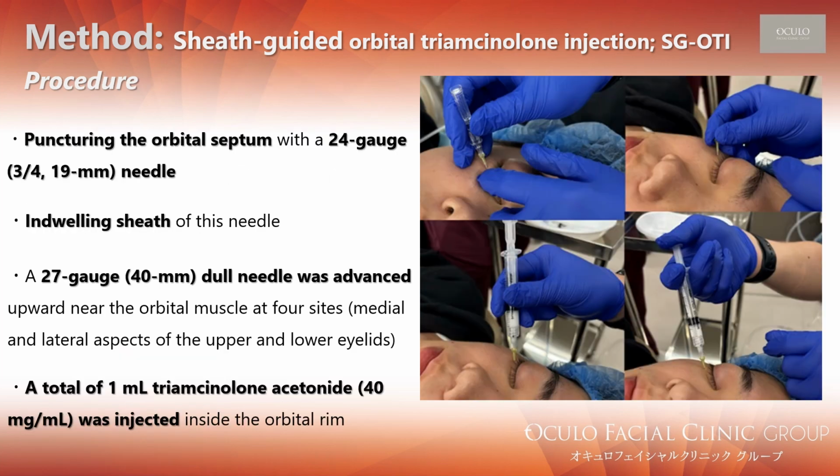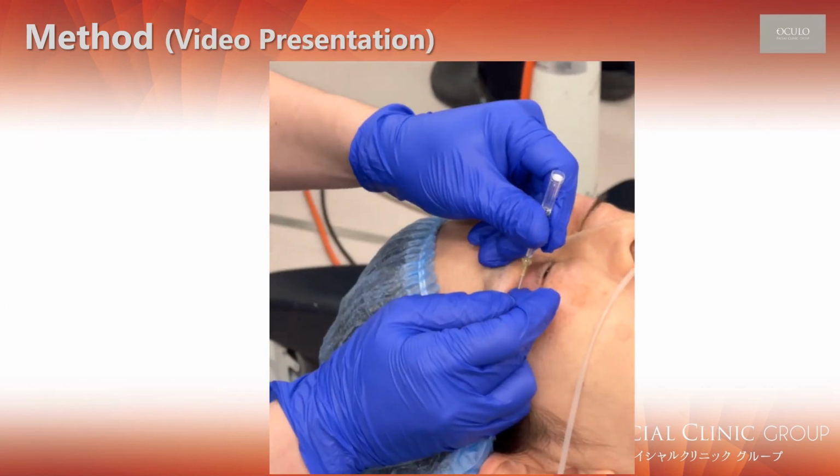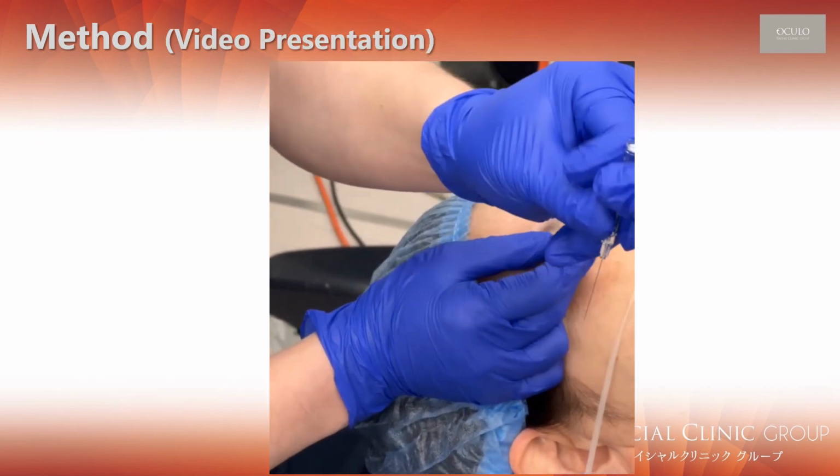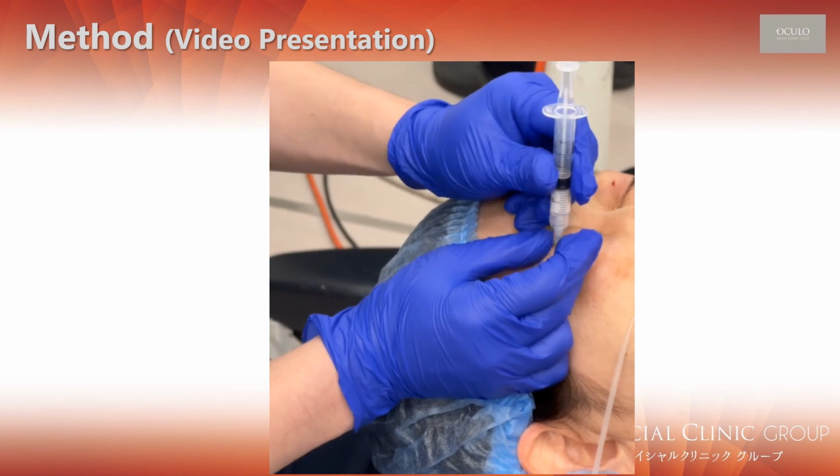Next is the procedure. Puncturing the orbital septum with a 24 gauge, 3/4, 19 millimeter needle. Indwelling sheath of this needle. A 27 gauge, 40 millimeter dole needle was advanced. A total of 1 milliliter triamcinolone acetonide was injected. Here is the video. We inject in 2 upper eyelids and 2 lower eyelids, respectively.